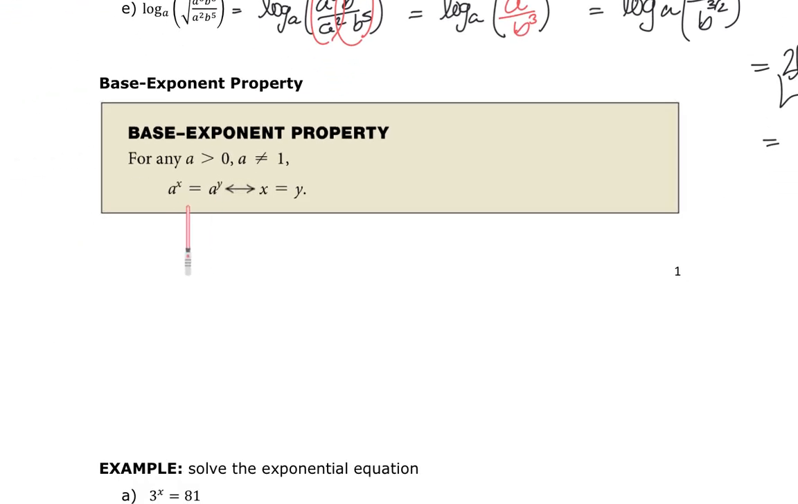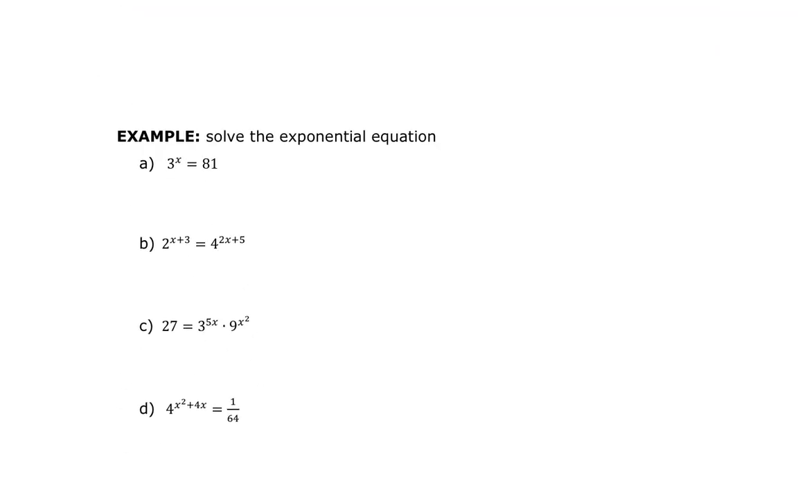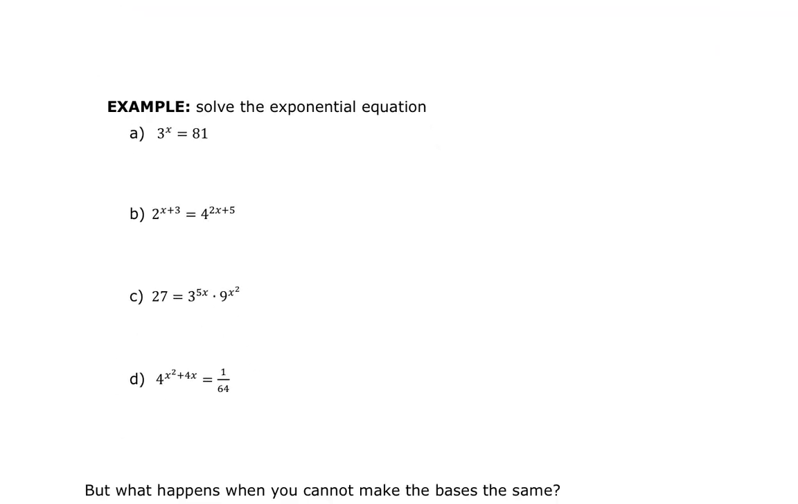We have this rule, and we've talked about this in class already, that if a to the x is equal to a to the y, this happens if and only if these exponents are equal. So if I'm asked to solve an exponential equation, the first thing I'm going to try to do is get my bases to be the same so I can set my exponents equal. So this is 3 to the x equals 81. Well, 3 squared is 9, so that means 3 to the 4th must be 81. That tells me that x is equal to 4, and there's my answer.